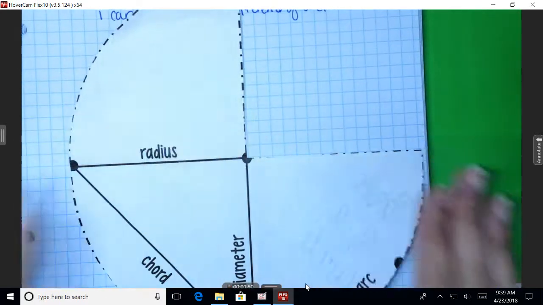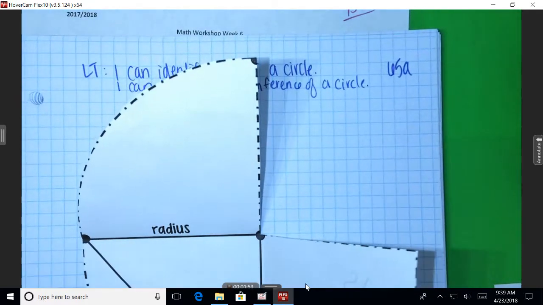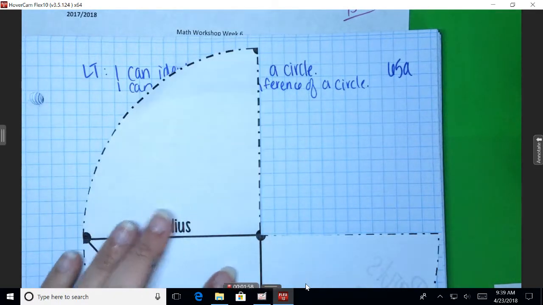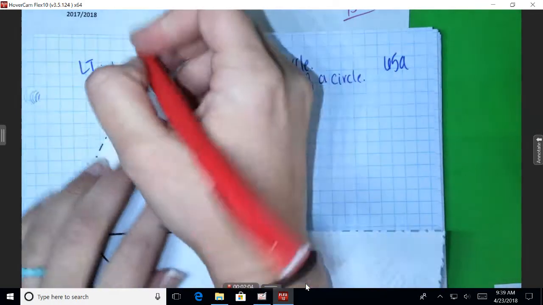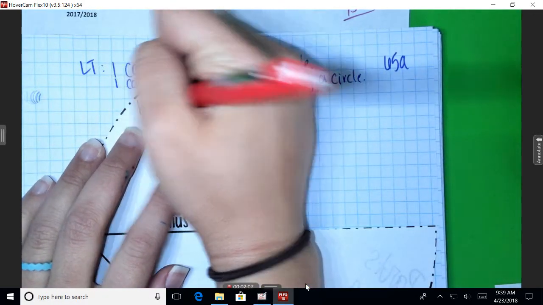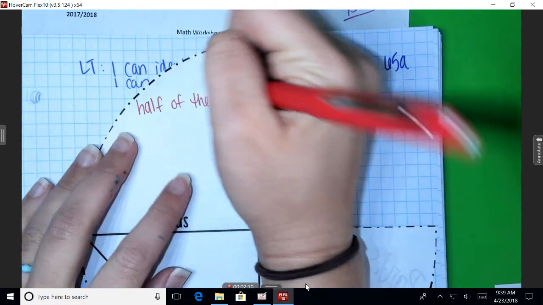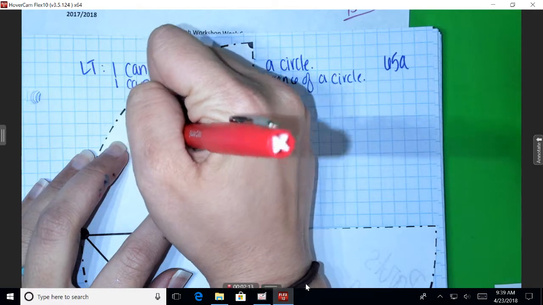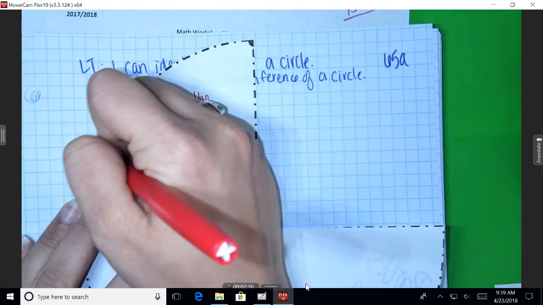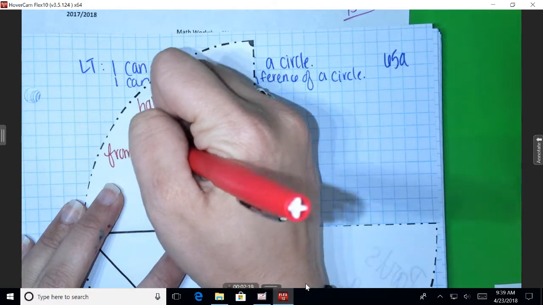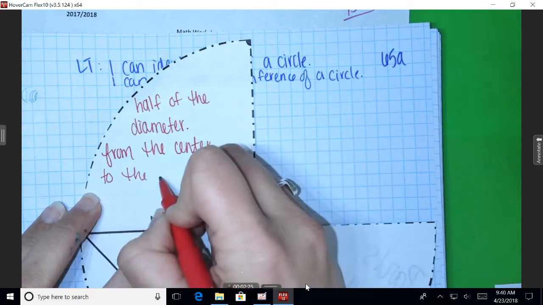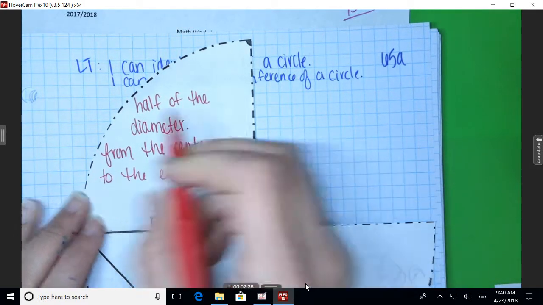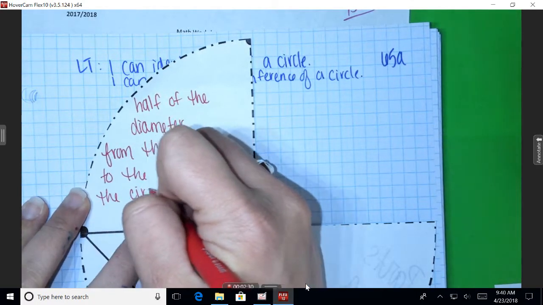Now, you should already know most of these parts, correct? What is a radius? It's half of the diameter, so it goes from the center of the circle to the edge. Okay, so let's write half of the diameter, from the center to the edge of the circle.